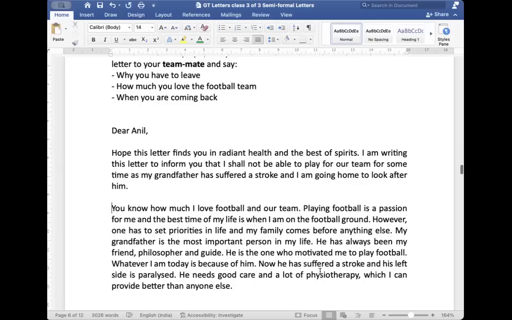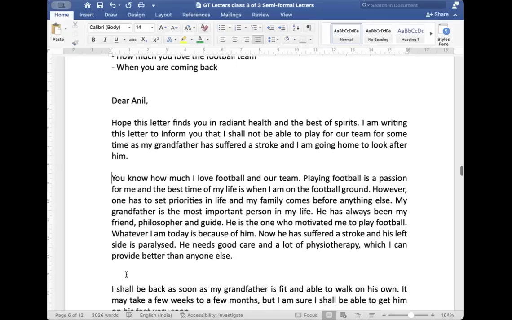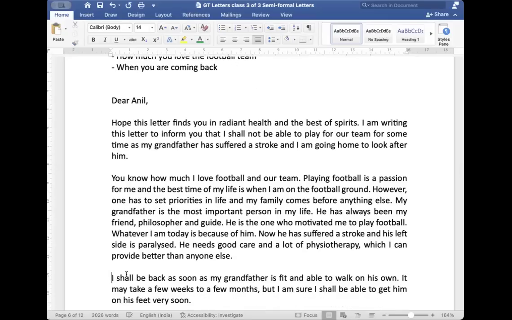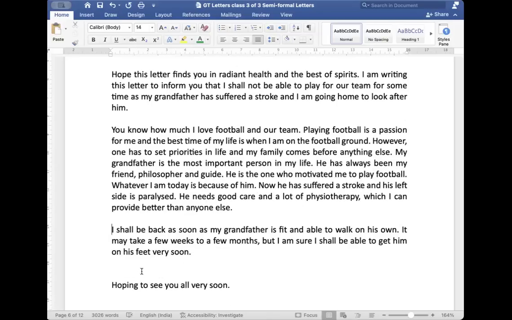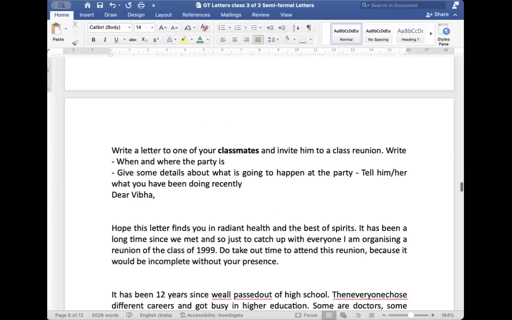Now he has suffered a stroke and his left side is paralyzed. He needs good care and a lot of physiotherapy, which I can provide better than anyone else. I shall be back as soon as my grandfather is fit and able to walk on his own. It may take a few weeks to a few months, but I'm sure I shall be able to get him on his feet very soon. Hoping to see you all very soon. Yours truly, Mohit. Okay.